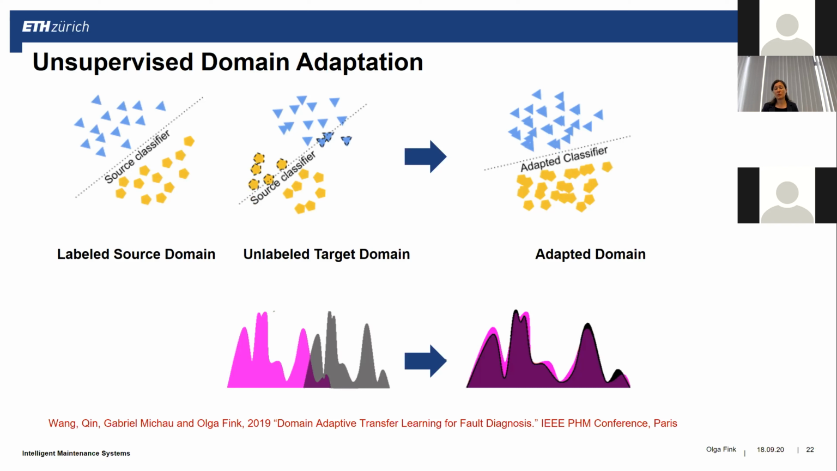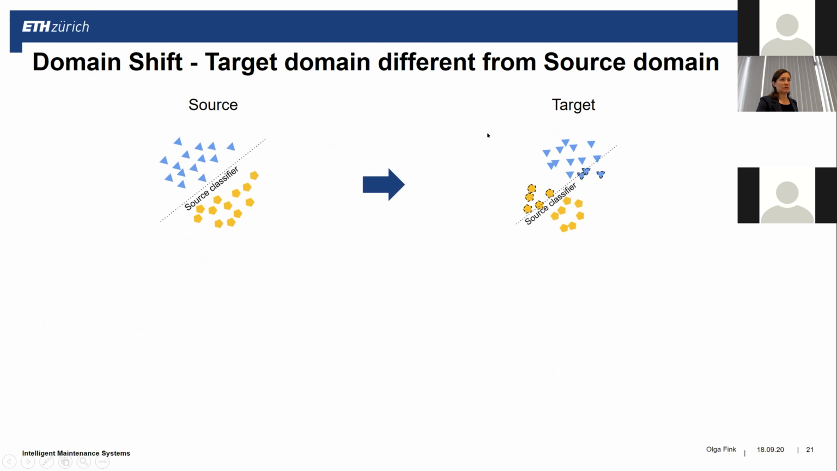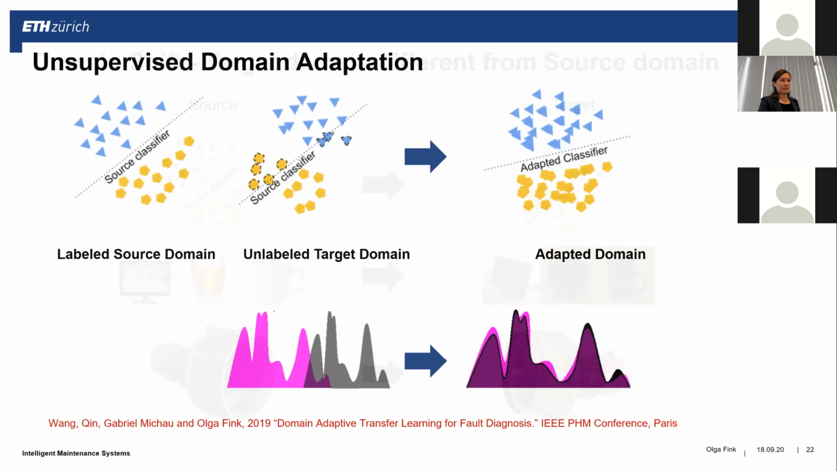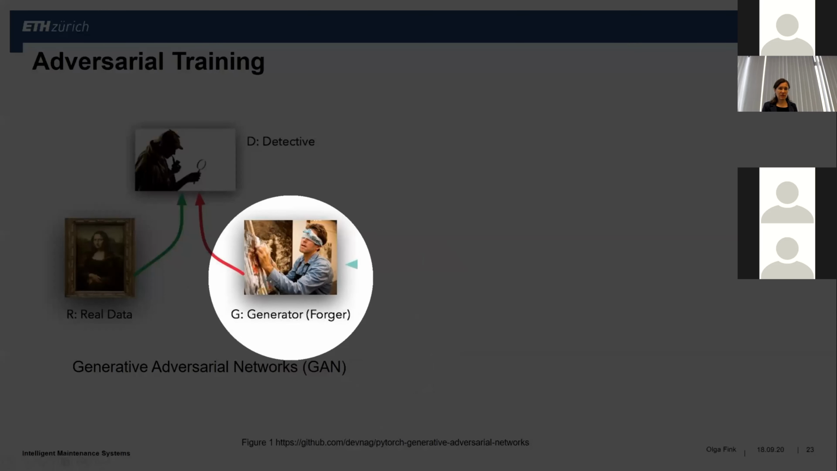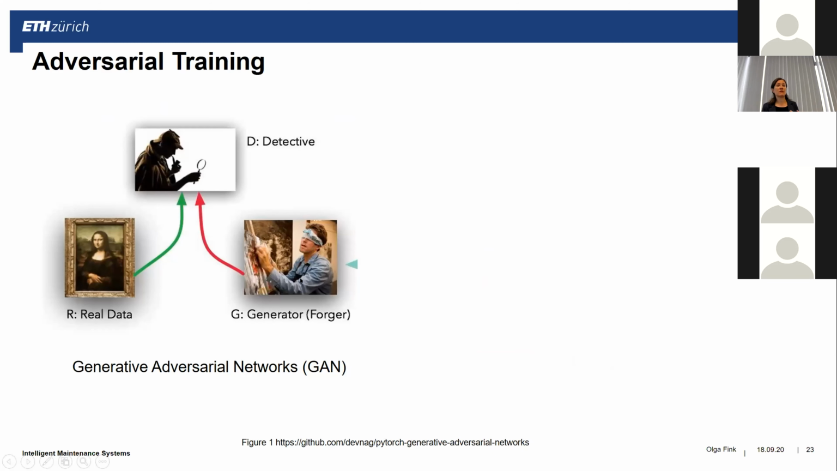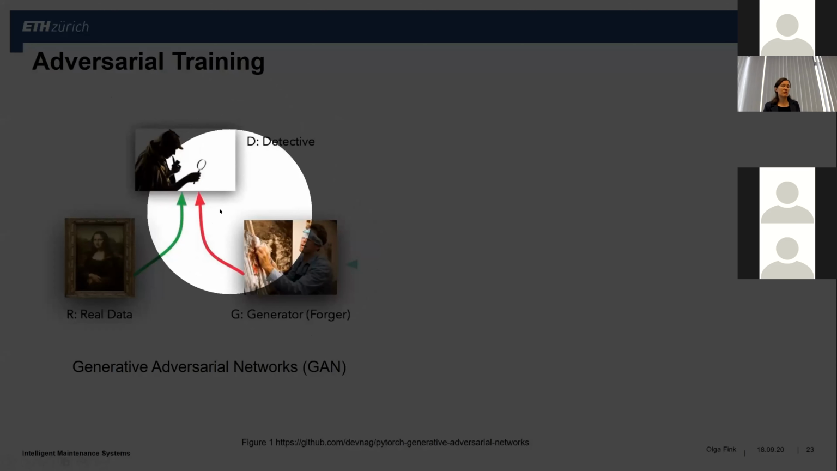So for the adversarial training, probably most of you are familiar with it. In adversarial training, we have, on the one hand, the generator, and the task of the generator is to generate images that are as real as possible. And the discriminator, the detective, is trying to distinguish between the real data and the generated data. Obviously the goal of the discriminator is to be able to distinguish between the two, and the goal of the generator is to make the generated samples as similar as possible to the real data set.